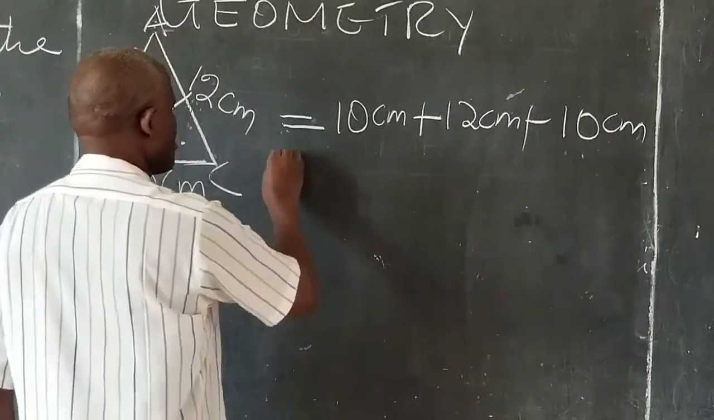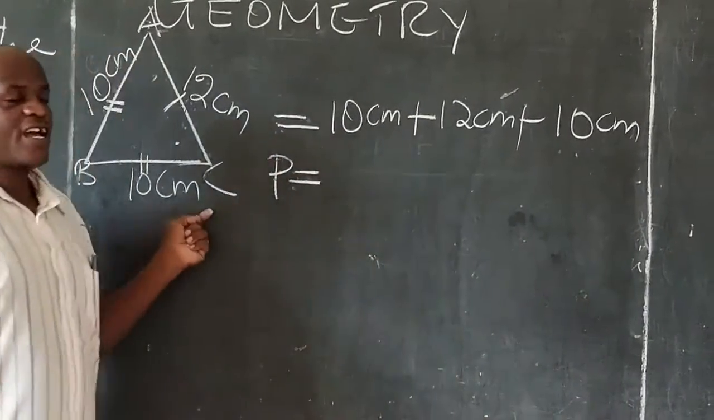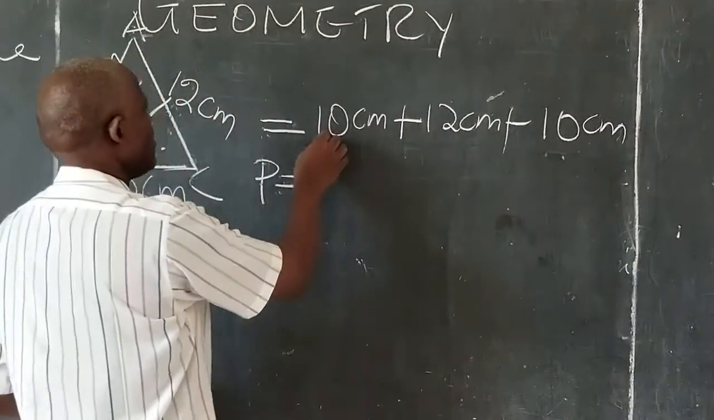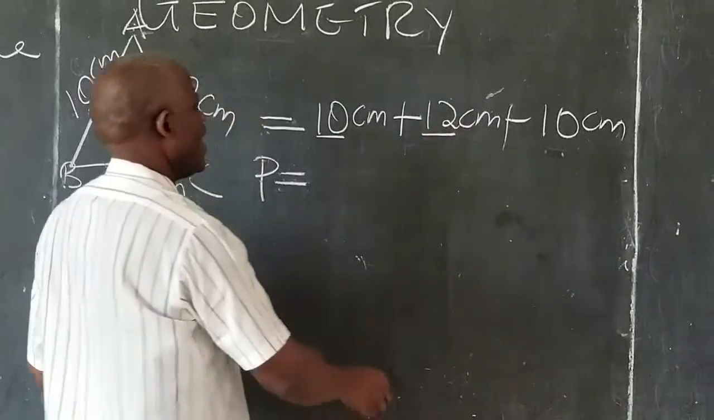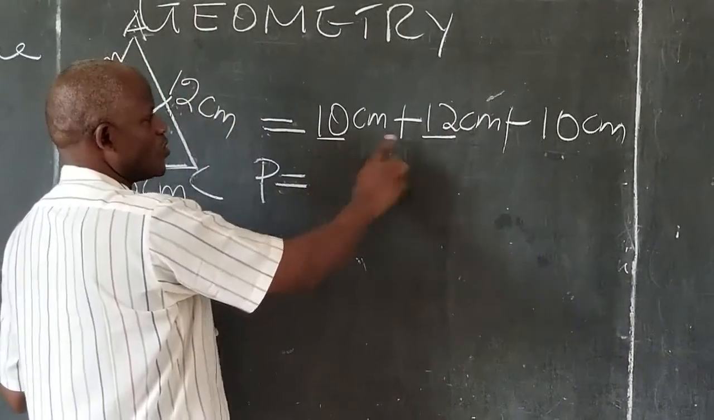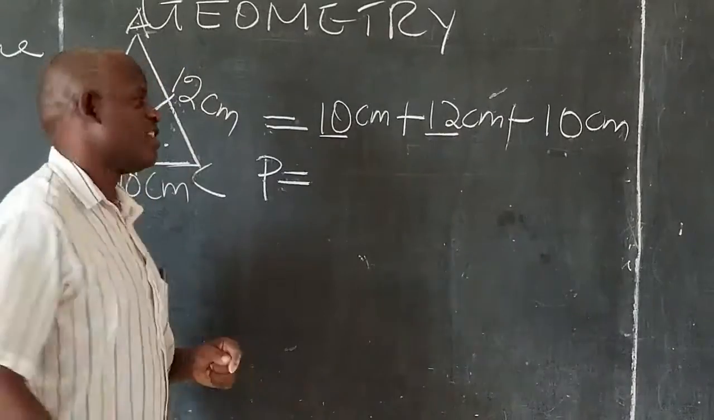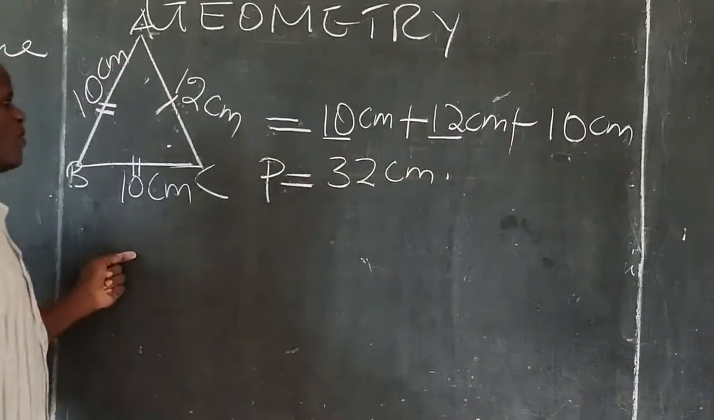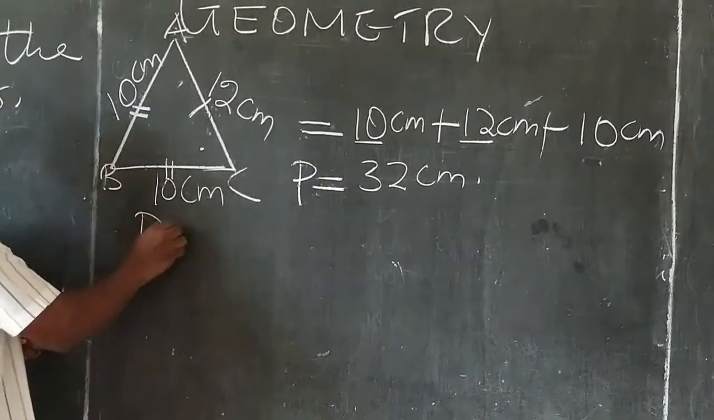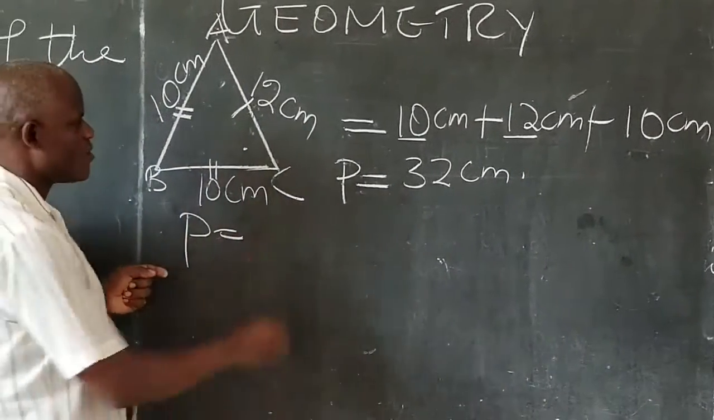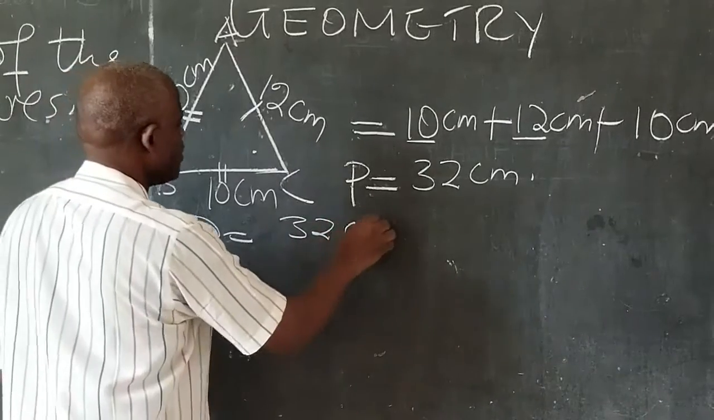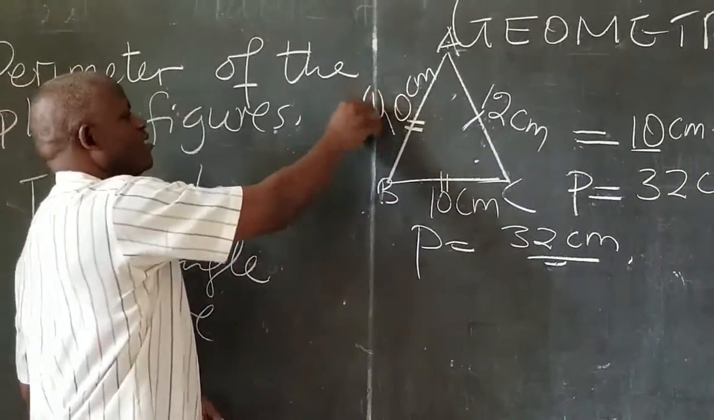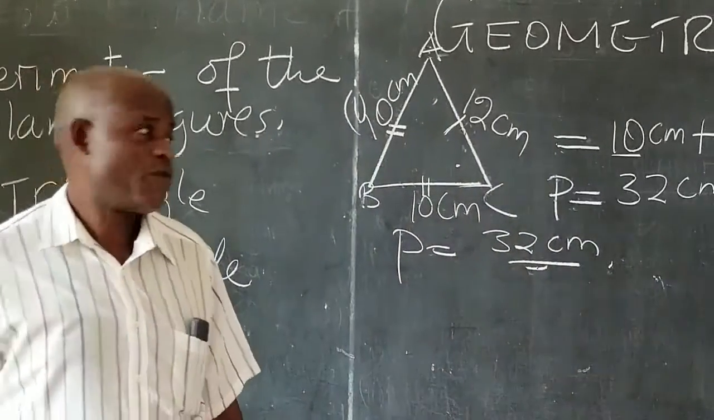Now, the perimeter of this figure: you add all these measurements. Here you have 10 plus 12, this is 22. You add 10, you will get 32 centimeters. Therefore, the perimeter of this triangle will be 32 centimeters. That is for a triangle.